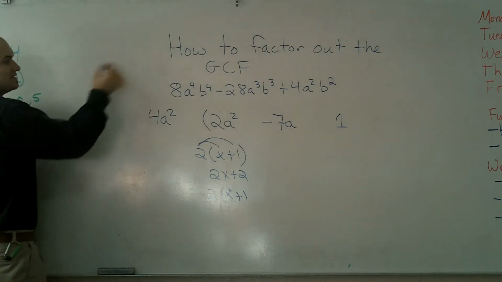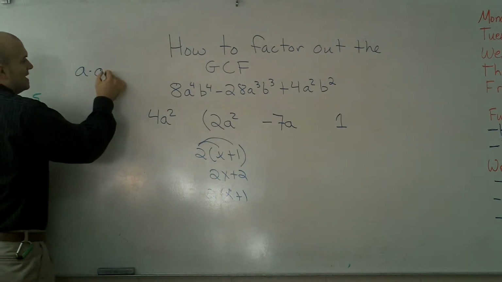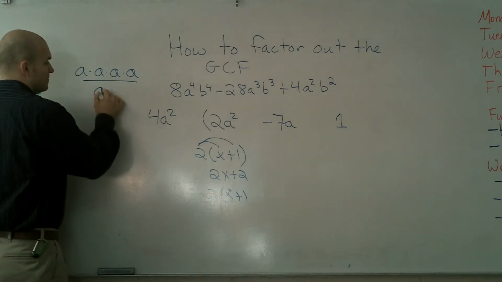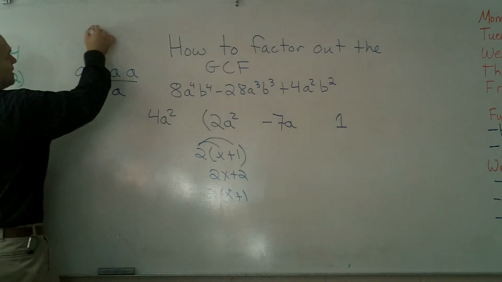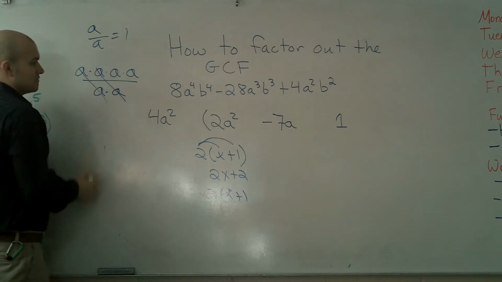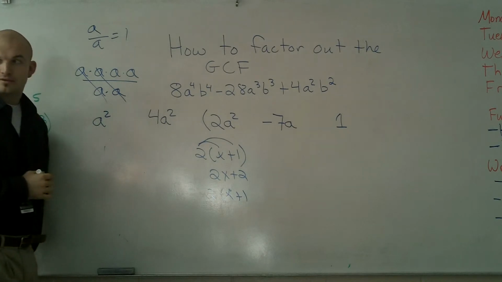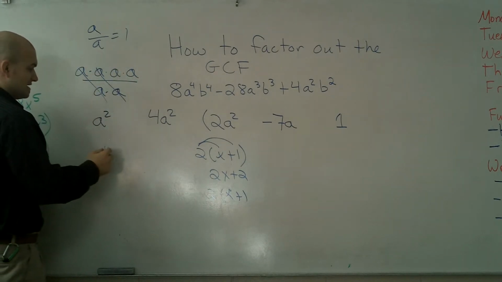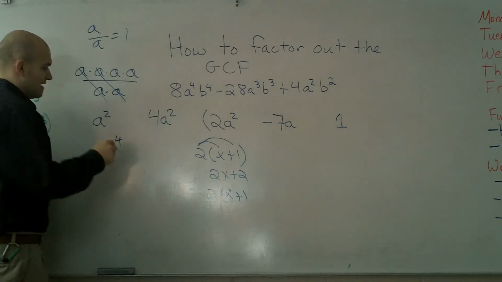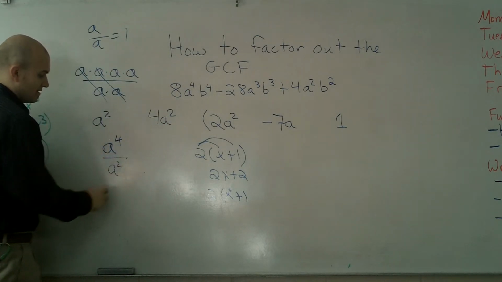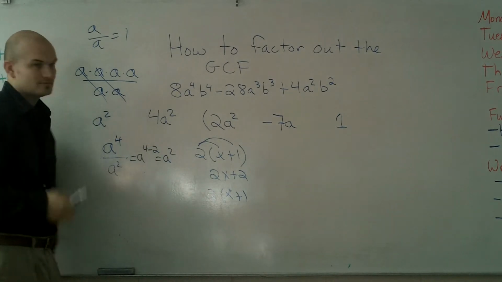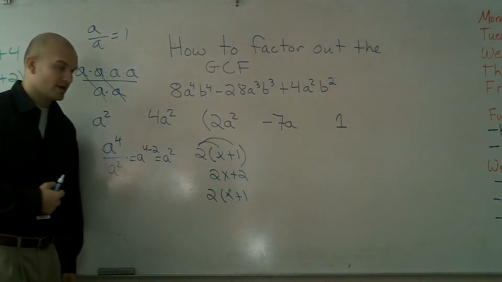If I was looking at this, a to the 4th is a times a times a times a, correct? Divided by a squared. We know that a over a equals 1. So that equals 1, that equals 1. So I'm left with a squared. So if I rewrote this in the exact same format, a to the 4th divided by a squared essentially means a to the 4 minus 2, which is equal to a squared. That's how you get to a squared, okay?